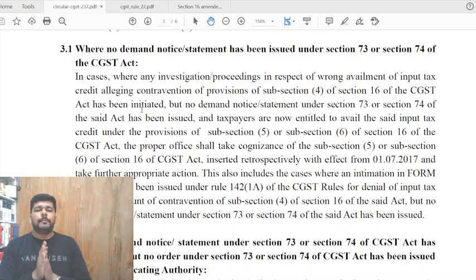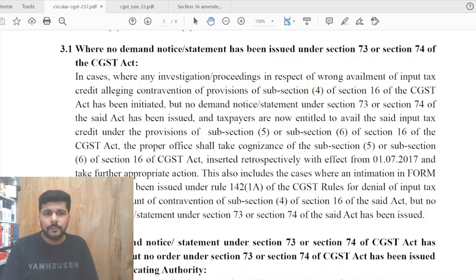Now first thing is that when no demand or notice or statement has been issued under section 73 or 74, can that person... means जिसका ऑर्डर नहीं बना, because देखो, the primary notification 8/2024 में ये सब चीजें कवर नहीं हुई हैं, इसीलिए तो सर्कुलर लाया गया है to take care of this exactly thing. When no demand or notice or statement has been issued under section 73 or 74, means no order is passed, demand is not made, means show cause has not been issued.